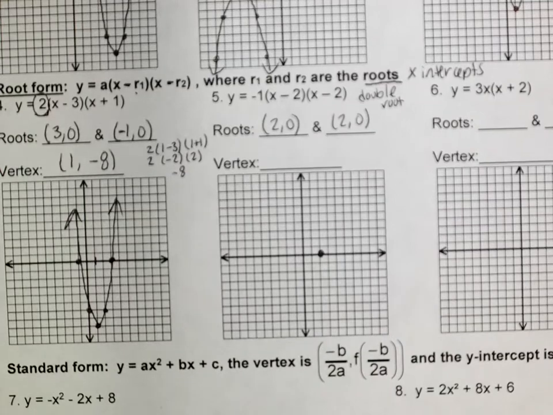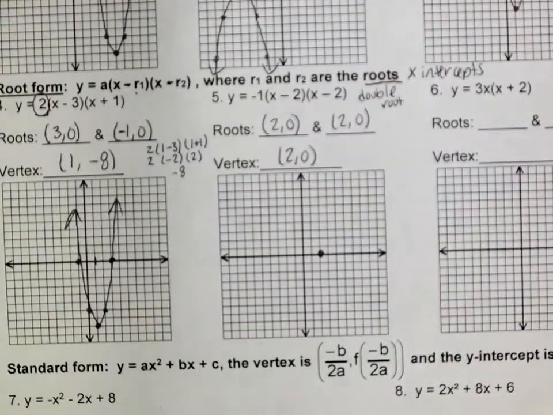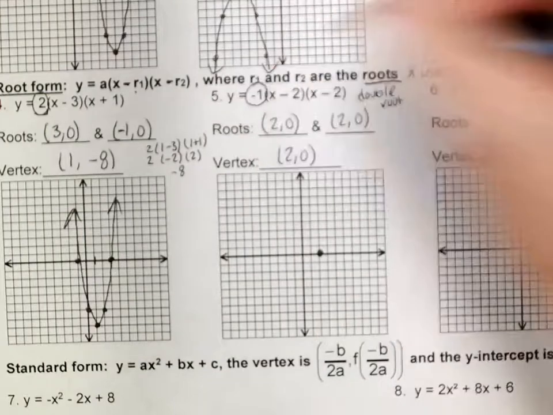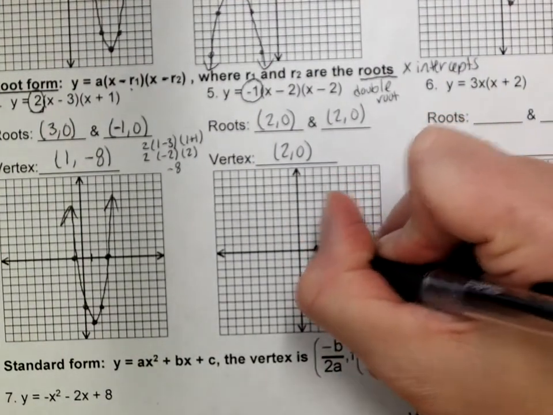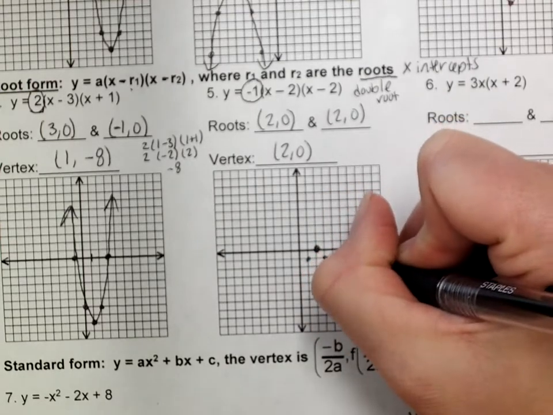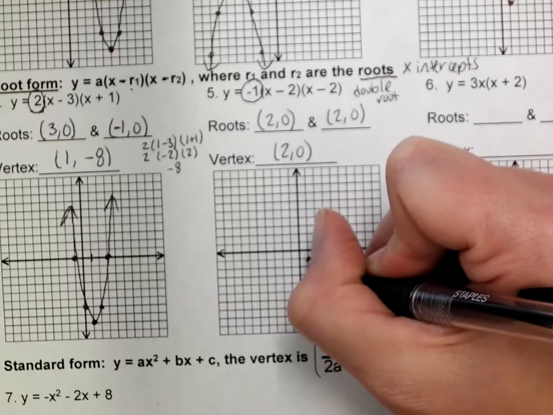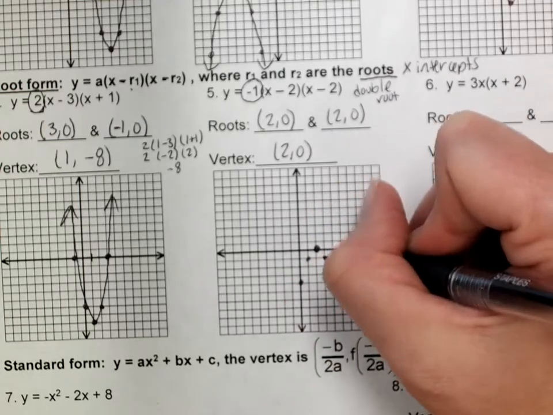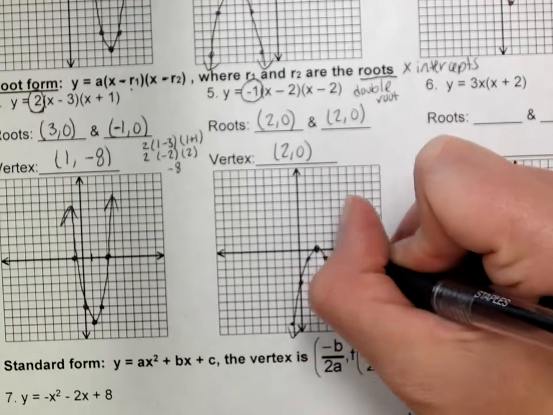What is going to be halfway in between (2, 0) and (2, 0)? Well, how about (2, 0), right? Halfway in between 2 and 2 is 2. For the rest of your graph from there, all you need to know is that a is negative 1. So instead of going over 1 and up 1, you're going to go over 1 and down 1 on both sides. Then usually it's (2, 4). And if you wanted to do (3, 9), you totally could. But you don't have to, I guess.